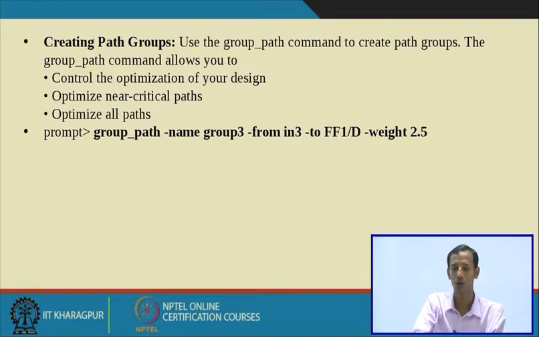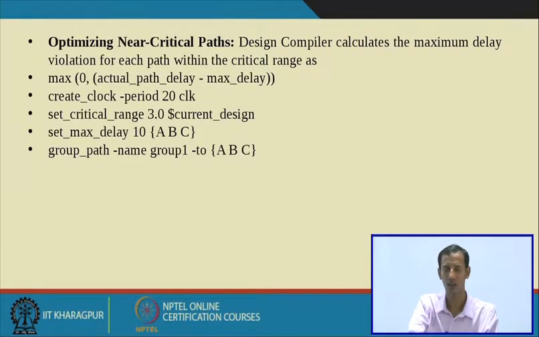Then creating the path groups. How you can create the group path: if you use the group path command, this allows you to control the optimization of your design, optimize near critical paths and optimize all paths also. The command is group_path -name group3 -from input3 -to -through ff1/d with a weight of 2.5. So this is the syntax for that command.